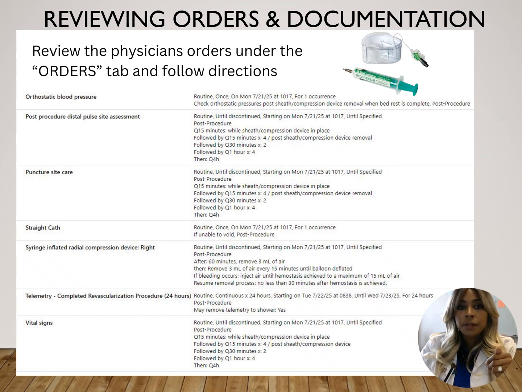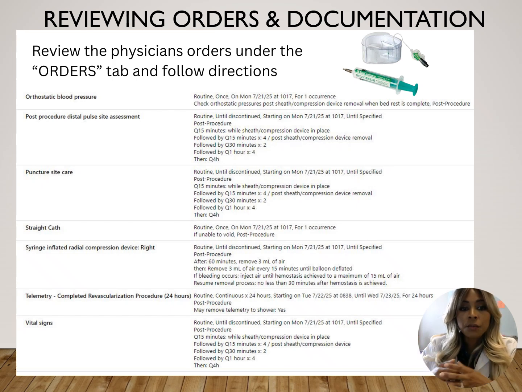Orthostatic blood pressure. It tells you exactly when to take it. This is a post-sheath compression device removal. When bed rest is complete, it's done post-procedure. You take your orthostatics. It tells you post-procedure distal pulse site assessment, puncture site care, straight cath. It already has that order built in in case you need to do that. Syringe inflated radial compression device, right. Of course, that can change based on the type of PCI the patient had. If it was femoral, it would be femoral.